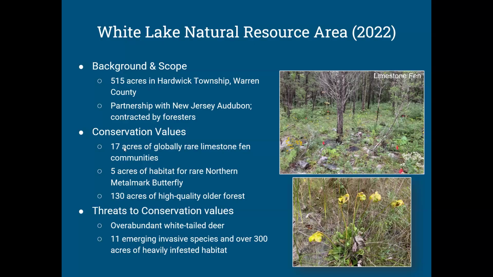There ended up being 17 acres out of the 515 that had globally rare limestone fen communities. If you're a plant geek, this is nirvana. Pitcher plants and grass of Parnassus, and it's just Shangri-La for botany geeks. We also found 5 acres of habitat for a globally rare northern meadowlark butterfly, and we identified 130 acres of higher quality forest. Surprise, surprise, too many deer. And here we only found 11 emerging invasive species, so much less than we found in South Mountain.